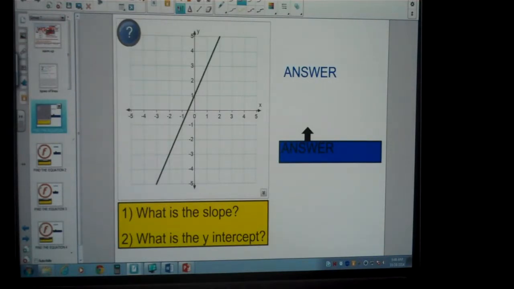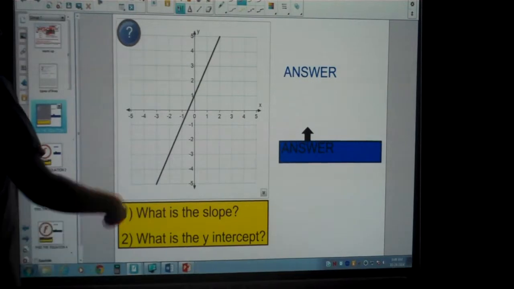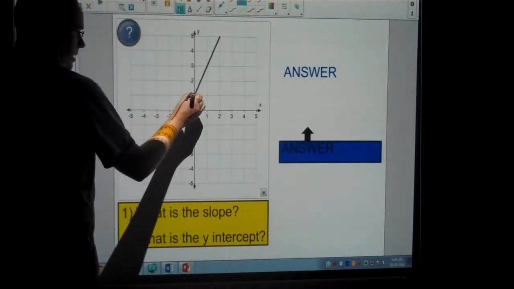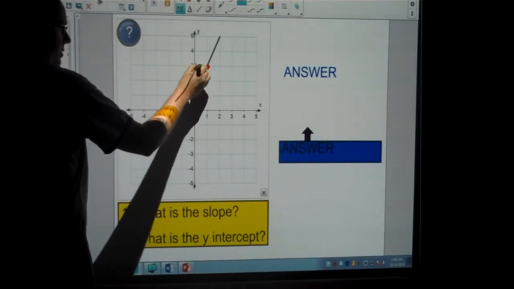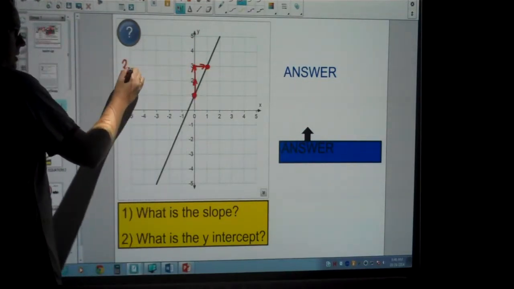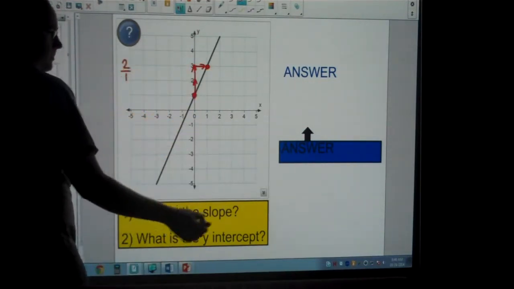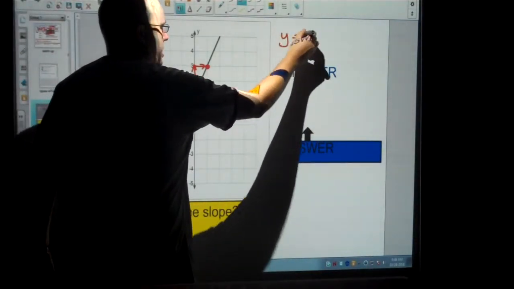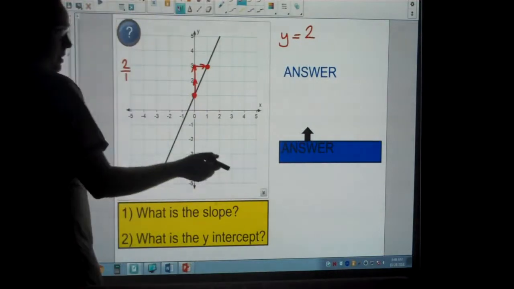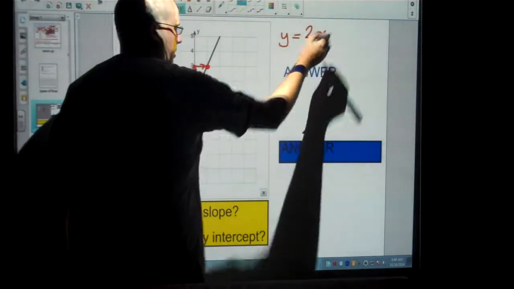So, for a question like this, if we're given a graph, what we need to do first of all is find out what is the slope. So find some points that lie on the line. So I could go here and here. Go up 2, across 1. So my slope is 2. So when I come to write my answer, I would put y equals 2, because that was my slope. But then we put an x next to it.